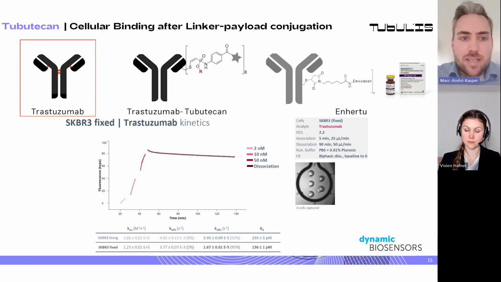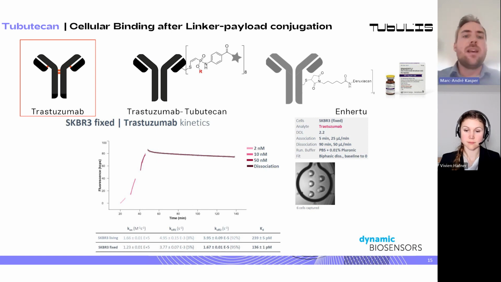And here you can see the outcome for the trastuzumab. It has very nice binding kinetics, as we would expect from this antibody. It's a therapeutically approved antibody, so it has good kinetics, good K on and K off rates. Dynamic Biosensors was also able to show that this works for living as well as for fixed cells with this construct, and the results in the end were very similar in terms of K off and K on, and also for the KD.